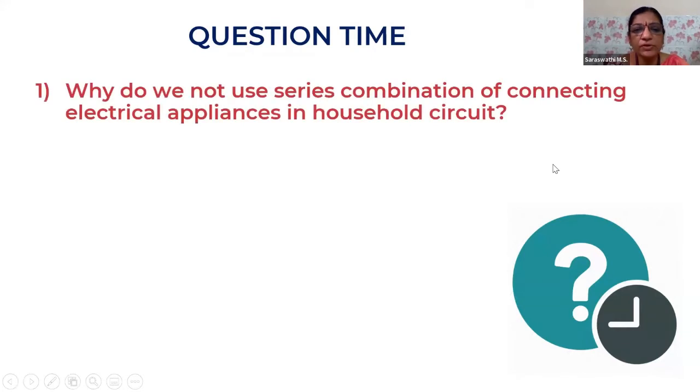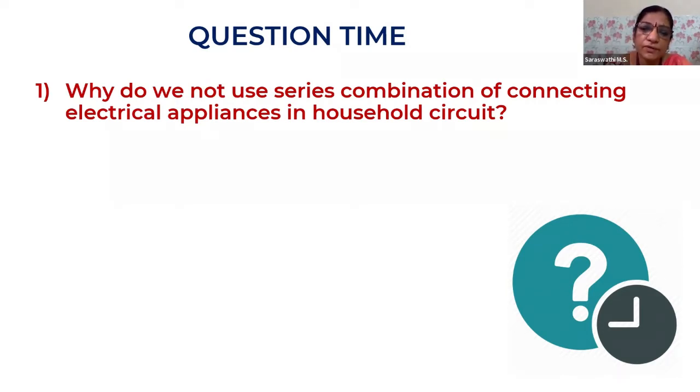Why do we not use series combination of connecting electrical appliances in a household circuit? Why don't we combine the resistors in series? Or why don't we combine the appliances? See, each appliance is a resistor. It is going to have its own resistance. So why can't we combine a bulb, an AC and a fridge or a TV in series?